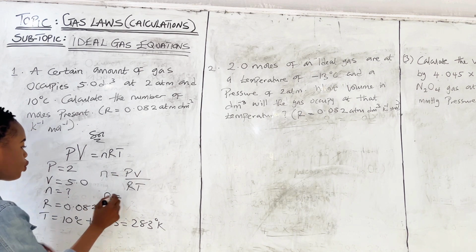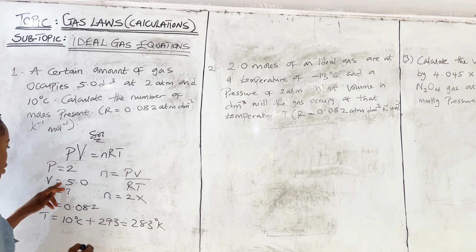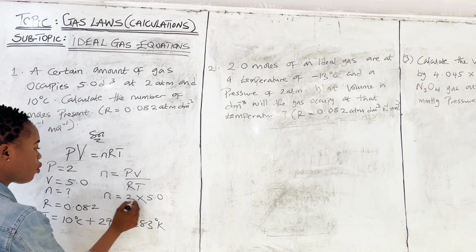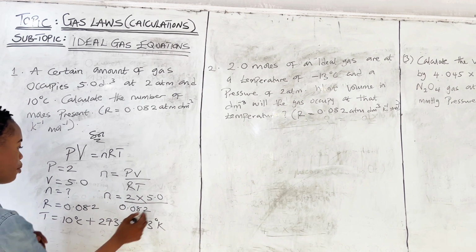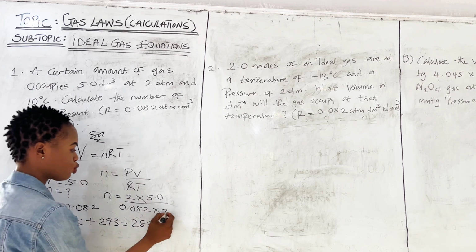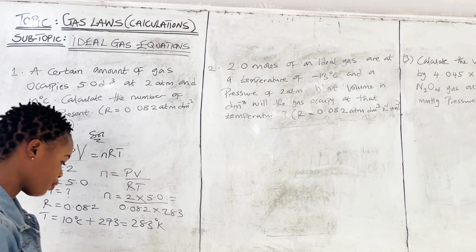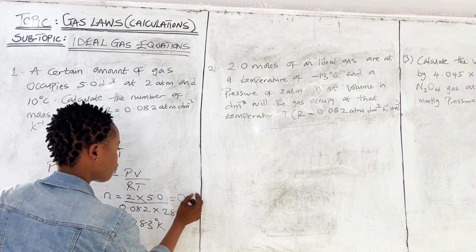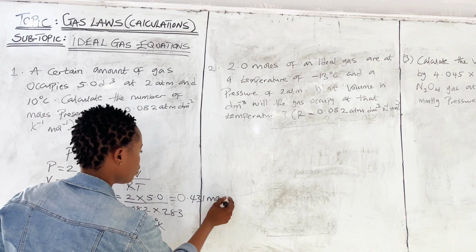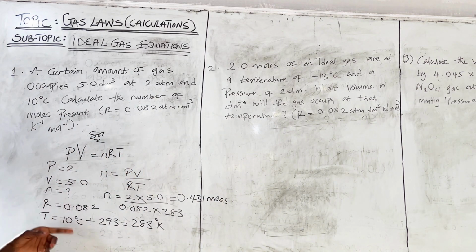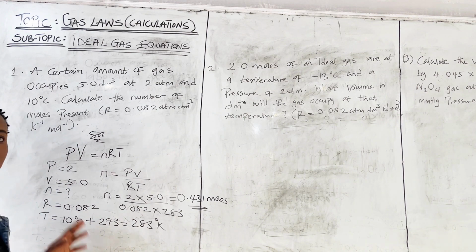So n will now be equal to, you substitute, wherever you see P, you put a value. So 2 times V, 5.0, all over R, which is 0.082, times your Kelvin, which is 283. Let's quickly do that with our calculator. The answer is equal to 0.431 moles. So that's our answer, 0.431 moles. You see that it's actually very easy.